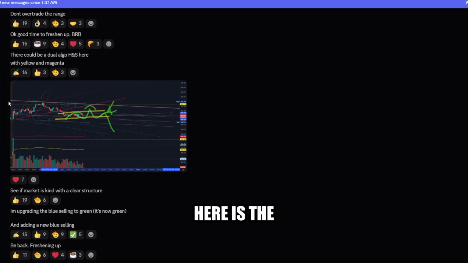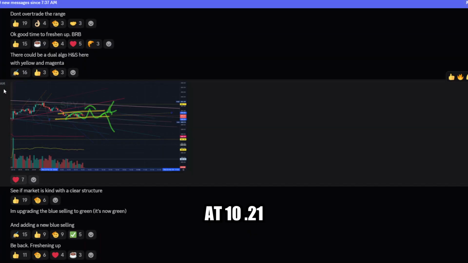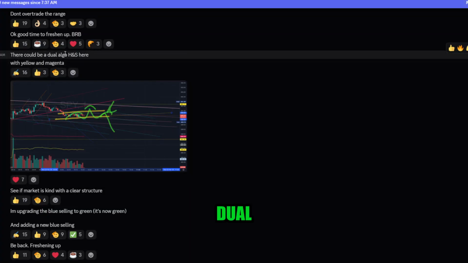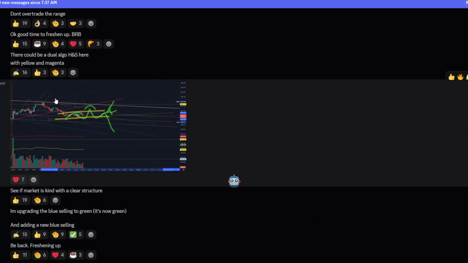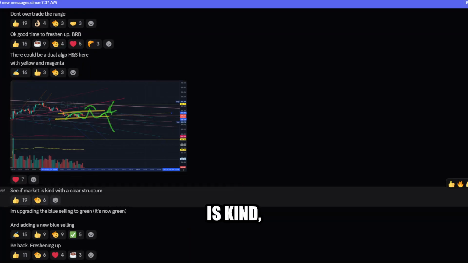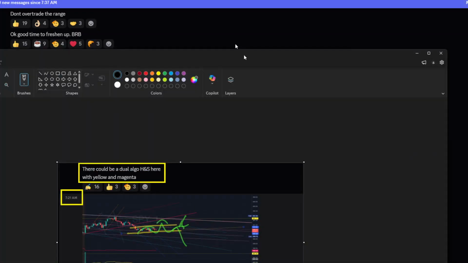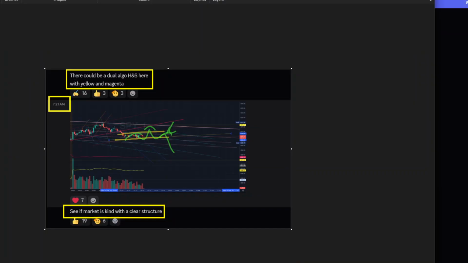Here is the timestamp at 10:21 Eastern Time. Eric has posted this setup and this commentary. There could be a dual algo head and shoulders here with the yellow and magenta algorithm. If the market is kind, I'm going to blow up this image here. So again, there could be a dual algo here with the yellow and the magenta algorithm. See if the market is kind with a clear structure.